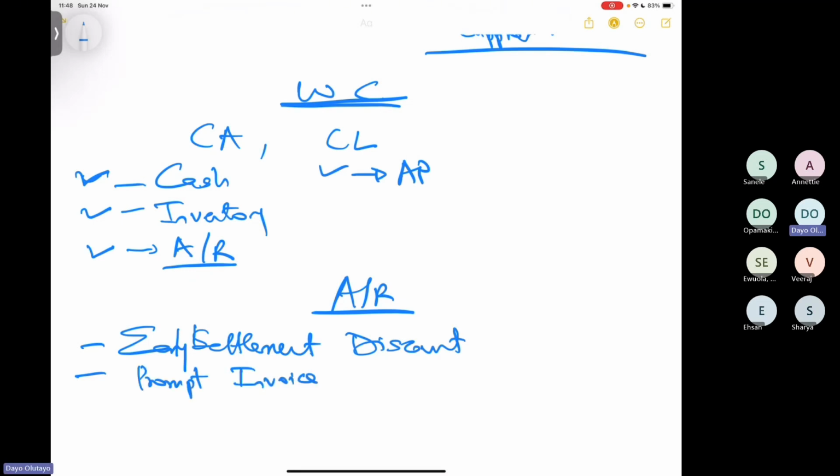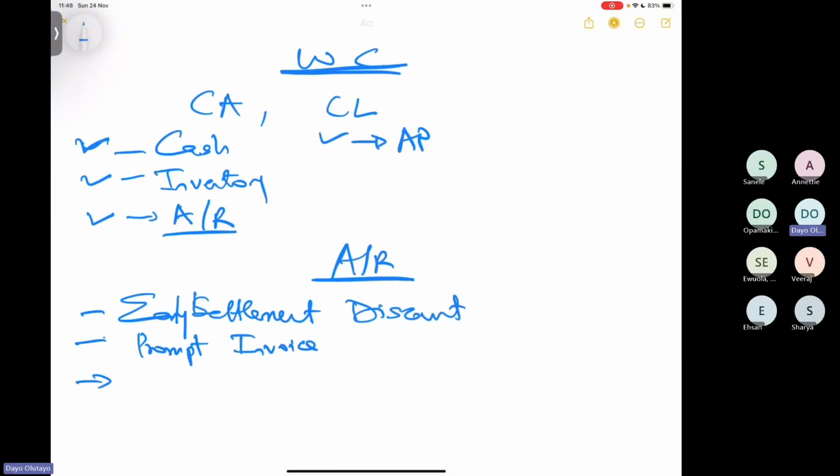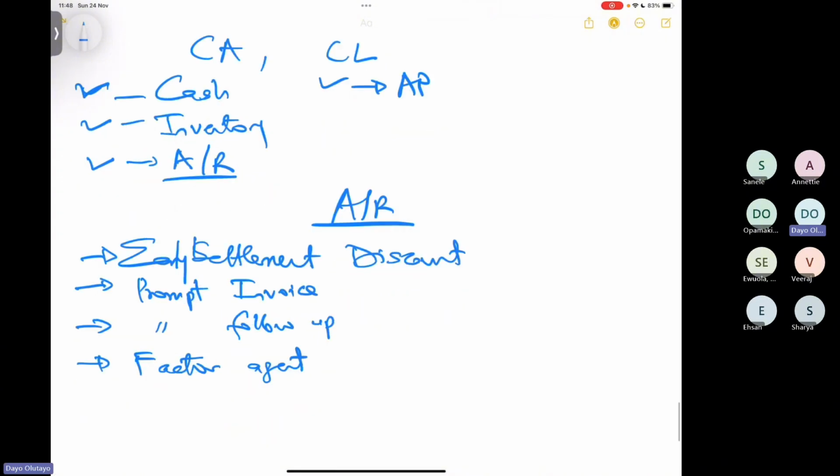because if you invoice on time, then the customer knows that they have to pay on time, because their days start counting immediately you invoice. If you don't invoice on time, their days will not start counting until invoicing, and the goods have already left you. Prompt follow up on overdue accounts as well. You can use a factor to collect faster. You can do invoice discounting. All of this will help you with your account receivable.